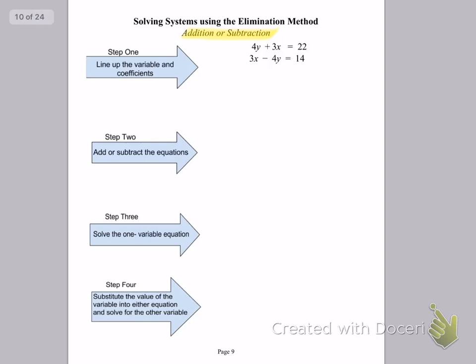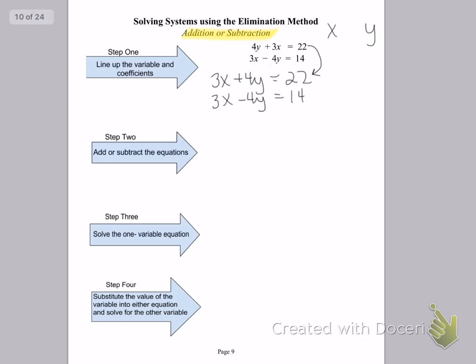So for this first step, we're going to line up the variables and coefficients. That means we want to get the x's on the same side and the y's on the same side. So when we write this first one, let's do our x's first, then y. We'll have our 3x plus 4y equals 22. There's our first one. And then our second one, we have 3x minus 4y equals 14. So we lined them up.